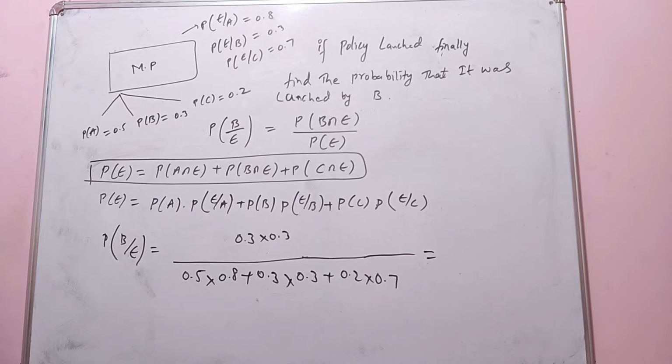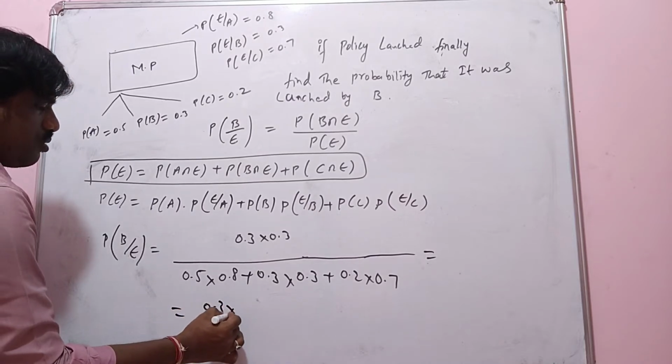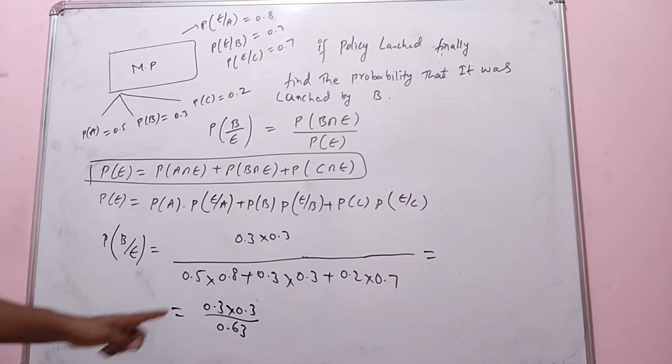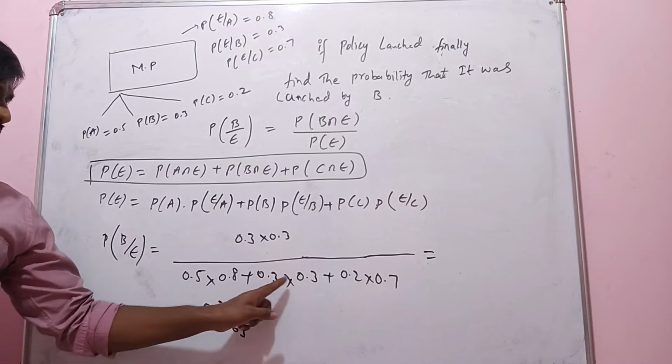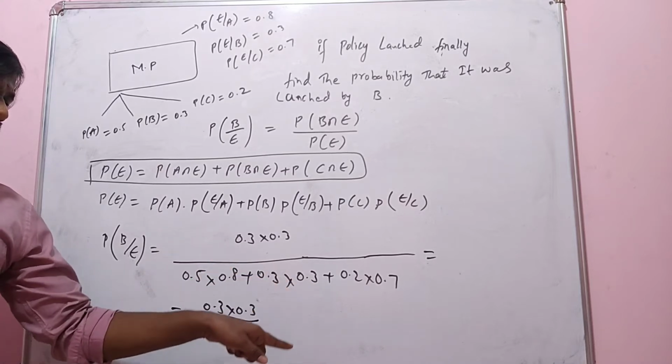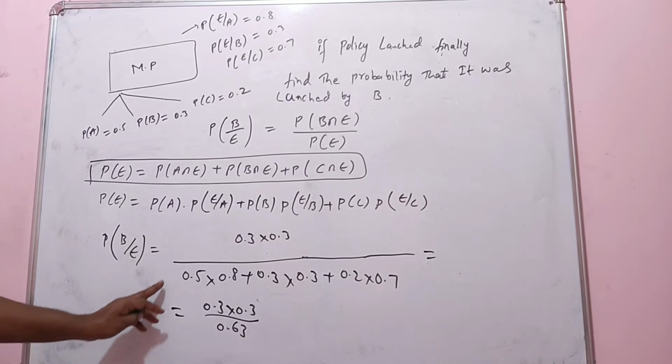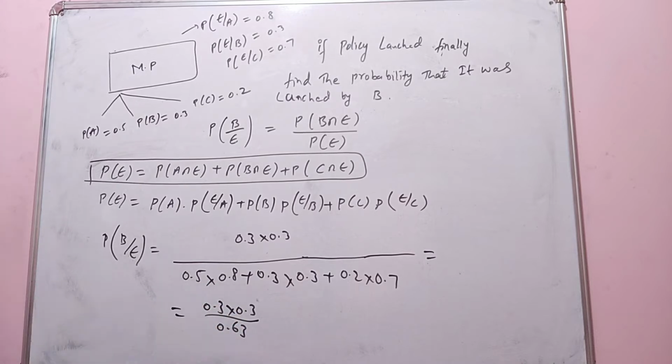This is how much you got, 0.63, from this multiplication. So 0.3 into 0.3 divided by 0.63 is what you are getting. If you multiply and add: 3 3s are 9, 8 5s are 40, 40 plus 9 is 49, 49 plus 14 is 63. So you get 0.63. So 0.09 upon 0.63 is your answer. You can simplify this one. Anybody can do this; that is not a big issue, right?